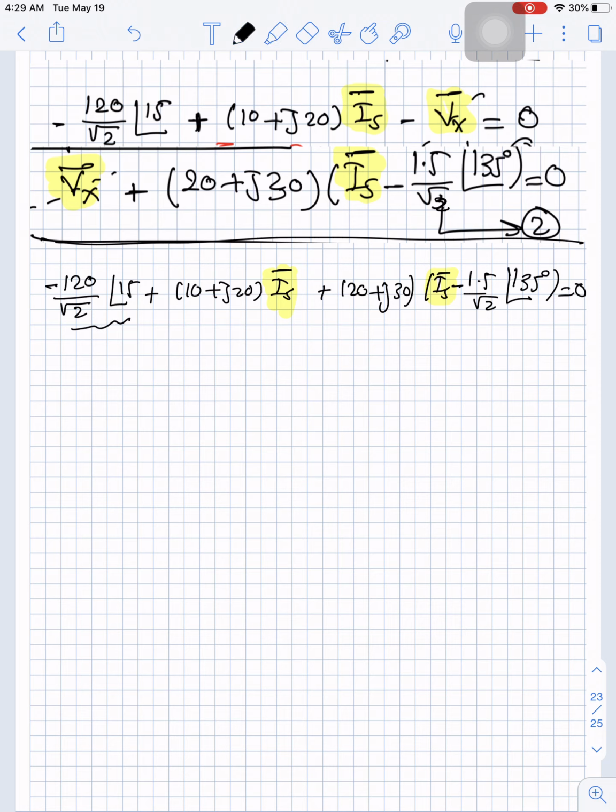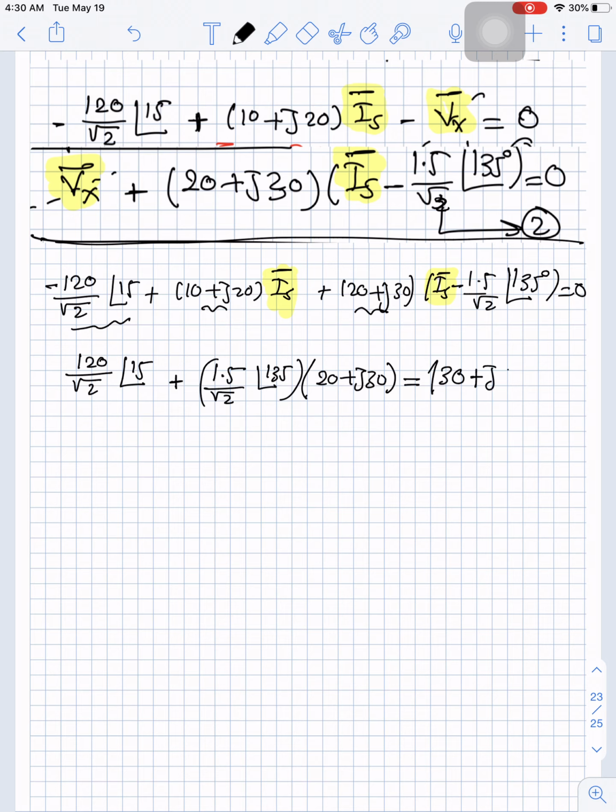So here we can find I source. We will move this to the other side, so we have 120 divided by root 2 with an angle 15. And here we have this negative, it will move to the other side also as positive. So positive 1.5 divided by root 2 angle 135 multiplied by (20 plus j30) equals, I will take I source as a common factor, so we will have (30 plus j50) I source. So we can calculate I source as the division of these two.